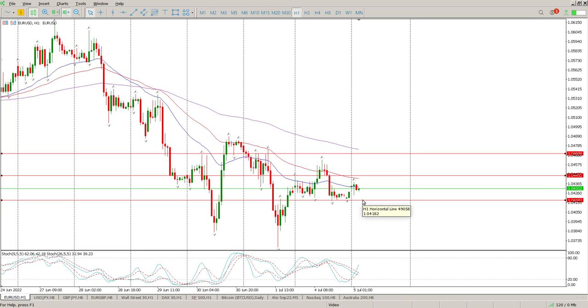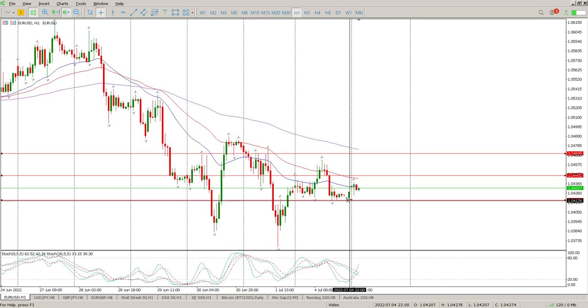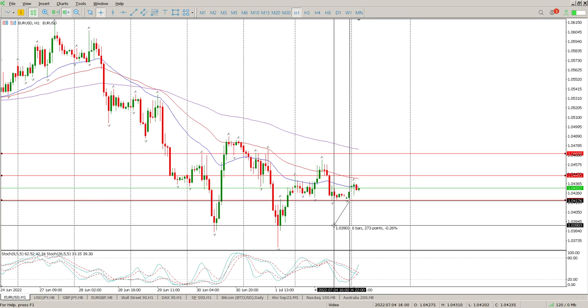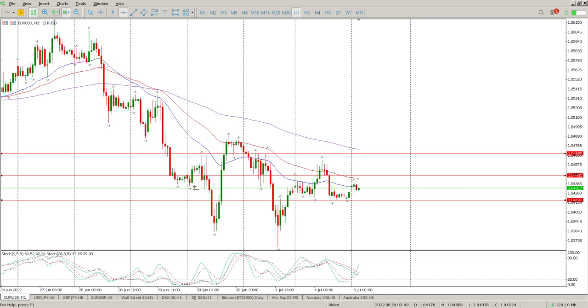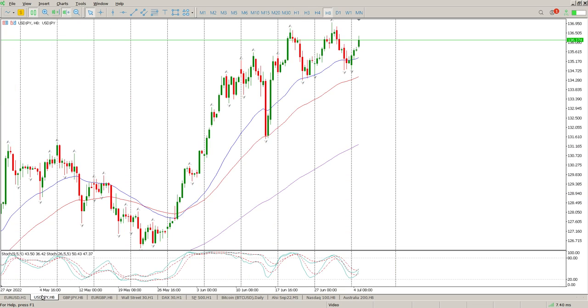A break and retest of 1.04182 gives us a move of 468 points, probably down to the structure here. That's pretty much what I would do. I'm looking for a move down to 1.03831, and we're looking to take profit there. That's just to go with the trend, which is down.